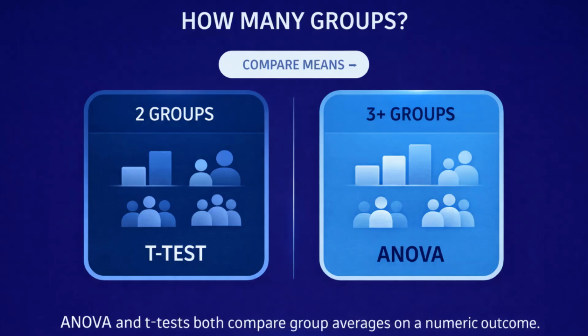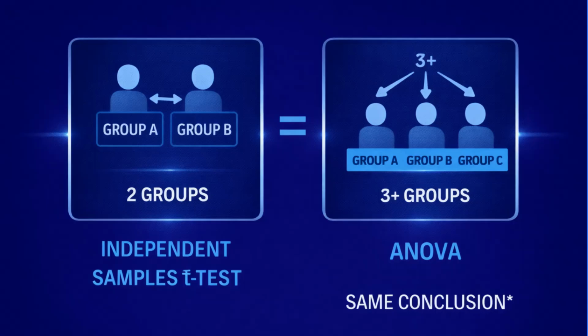A novice-friendly way to decide between a t-test and ANOVA is to start with one question. How many independent groups are being compared? If there are exactly 2 independent groups, the correct test is an independent samples t-test. If there are 3 or more independent groups, the correct test is ANOVA. When there are only 2 groups, ANOVA and the independent samples t-test lead to the same conclusion, although there is risk if assumptions are violated.